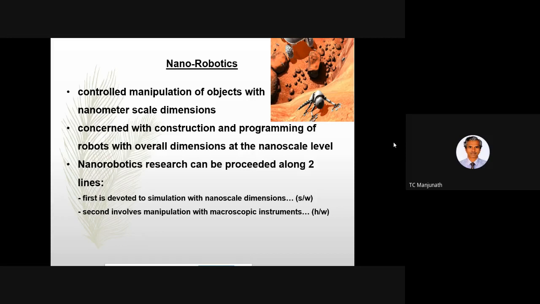Nanorobotic research can be conducted at two levels. One is devoted to simulation at nanoscale dimension. The second level is manipulation with macroscopic instruments. Correct. So any research should first be simulated on a computer using software, using various types of simulation tools. Once you design a nano system using simulations on a nano scale, what is the guarantee that it will work in real time? You have to make it a product and bring it outside with a patent, right? The second is that the simulated system has to be implemented in real time, manufactured using a fabrication laboratory. So the first is the simulation software, the second is the hardware. The first is devoted to simulation with nanoscopic dimension, the second involves manipulation with macroscopic instruments.